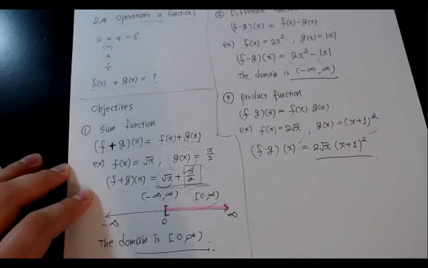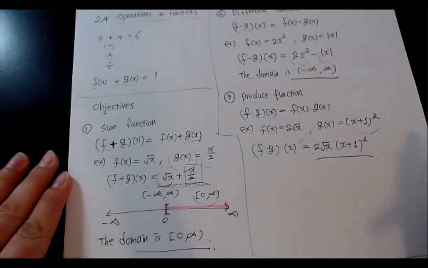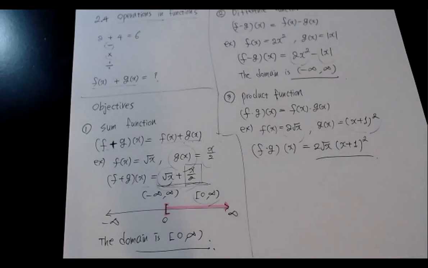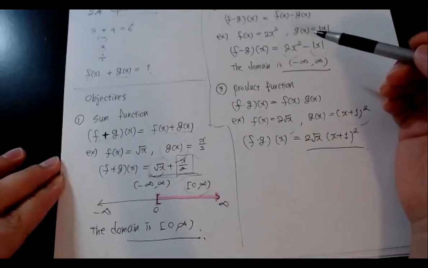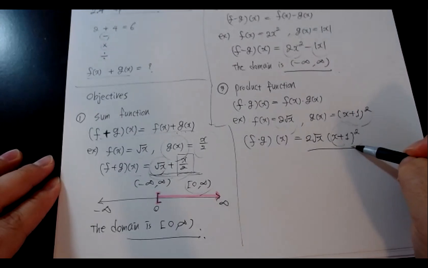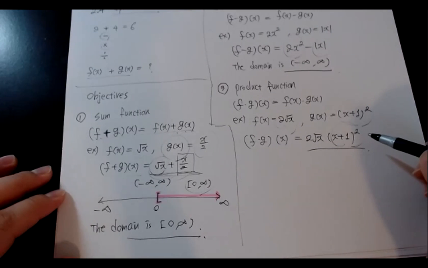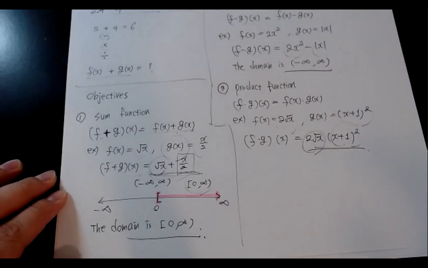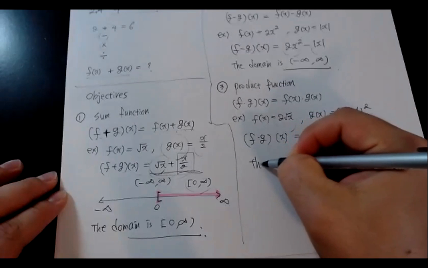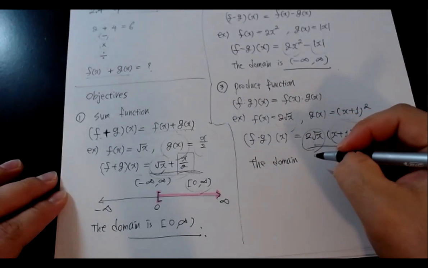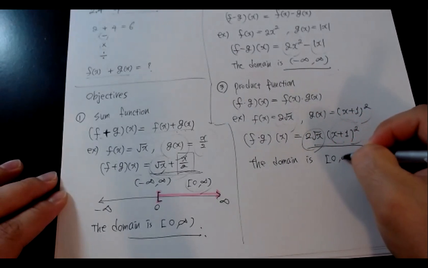So then what about the domain? Just find the domain for the product function; this is really similar to what we did for the difference function and sum function. See, (x plus 1) squared is just a polynomial, so its domain is negative infinity to infinity. But you see the 2 times square root of x, the square root function, so the domain must be what? 0 to infinity. So the domain is 0 to infinity.